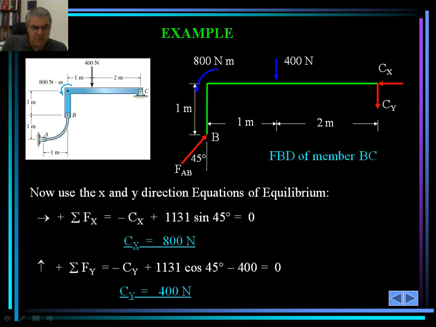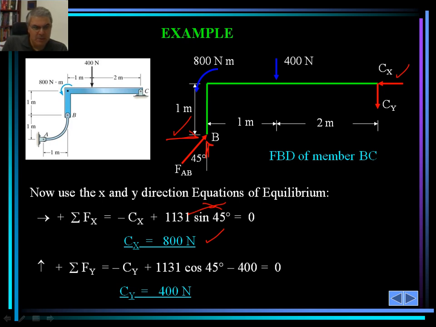Then we would take the summation of forces in the X direction to calculate C sub X, knowing that this force would be in the Y direction, and this one would be in the X direction. Knowing the force in the X direction and C sub X, we would take the summation of forces. This is the X component of F sub AB, so this is F sub AB X, and as such, C sub X would be 800 Newton.